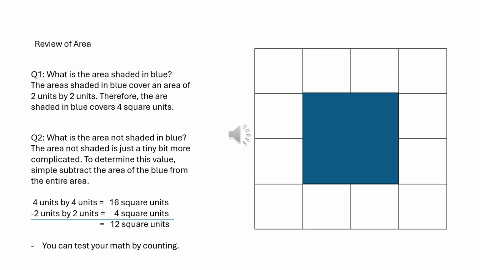But what if we wanted to calculate the area of the grid that is not shaded? Going into question 2. If we know the total area of the grid, which is 16 square units, and we know the area that is shaded, all we would have to do is calculate the total minus the shaded area to find the unshaded area. And in that case, it's 16 minus 4 equals 12 square units. And of course, you can always check your math on this one just by counting the number of squares that are unshaded.